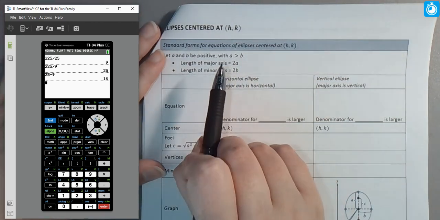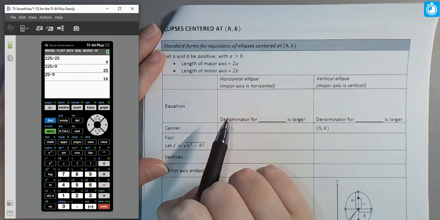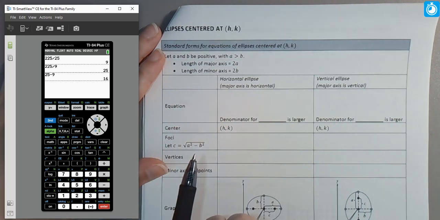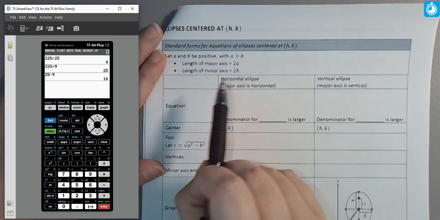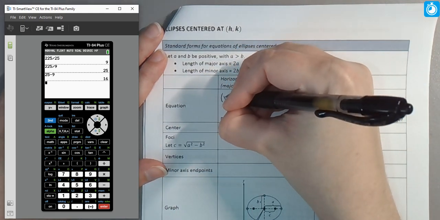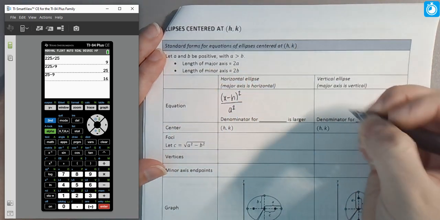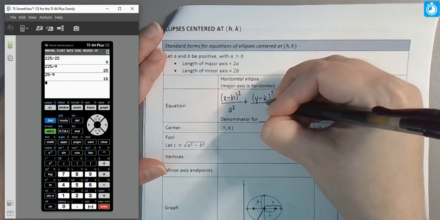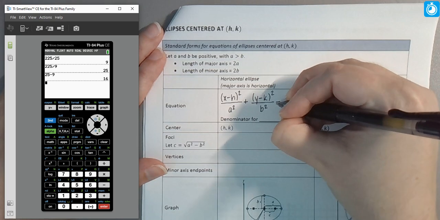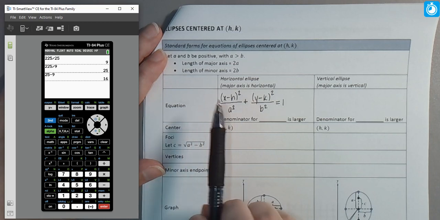So again, A is defined as being greater than B. The length of the major axis is still going to be 2A. The length of the minor axis is still going to be 2B. We also make the same determination for horizontal versus vertical in the same way. What's going to change is our x term and our y term. We're going to add a little bit more on there. So a horizontal ellipse is going to be of this form. So (x minus h) quantity squared, divided by a squared, plus (y minus k) quantity squared, divided by b squared, is equal to 1.